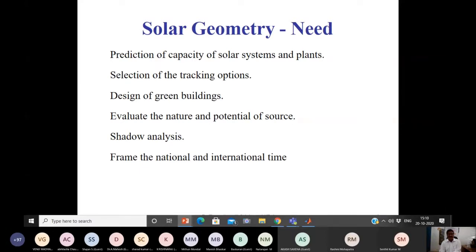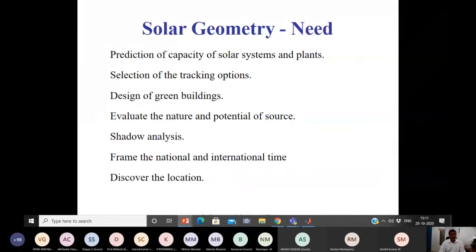And frame the national and international times. We are following a common time as per our convenience, and similarly, to design any solar system, that is a collecting system or any power plant, mostly the calculations are based on the solar time. The solar time is different compared to our watch time or the standard time. So this geometry gives the relation between these two timings, and at the same time, how to design a standard time for a particular nation, what the standard latitude is, and based on that how to design a common time. It also gives some guidelines.